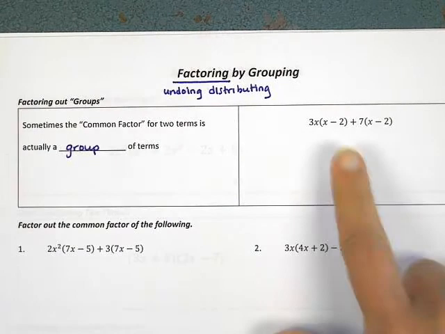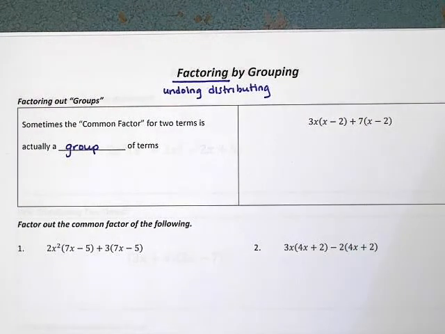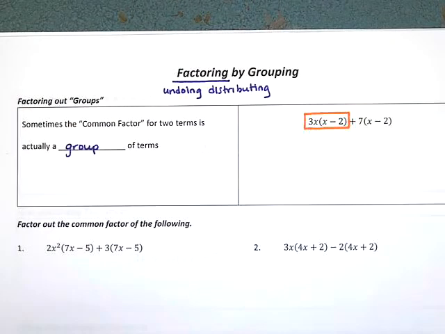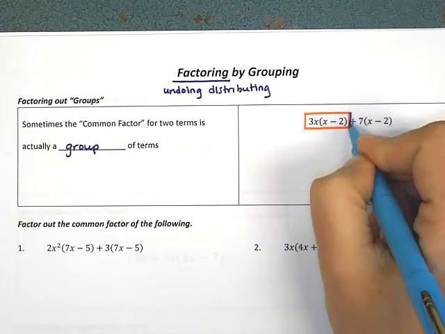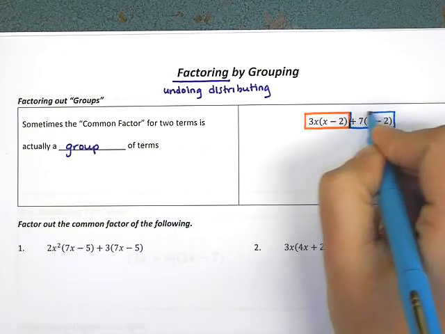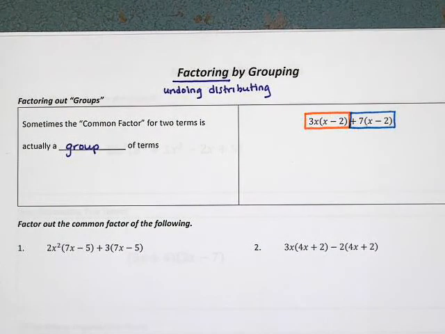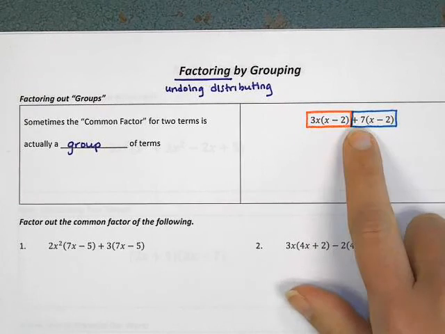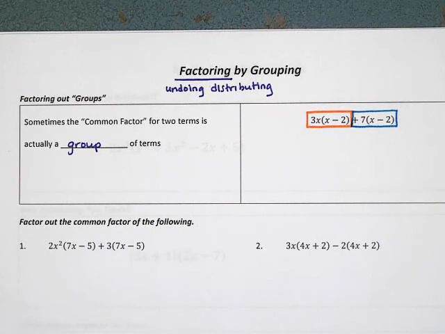So for example, in this problem right here, even though it looks a little bit more complex, there are still only two terms in this problem. The first term would be the 3x parentheses x minus 2, and the second term would be the 7 parentheses x minus 2. The reason that those are the two separate terms is that terms are always separated by pluses and minuses. So since this is the first time and the only time that these two things are separated by a plus sign, that's where we split the terms apart.